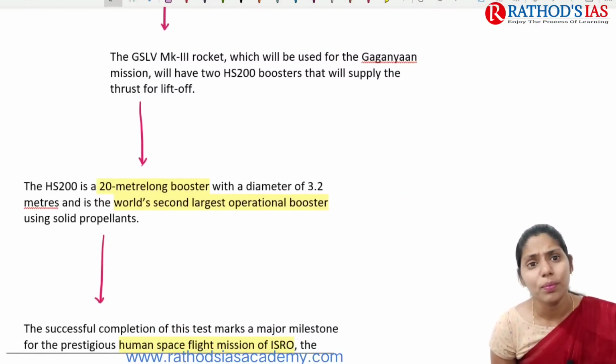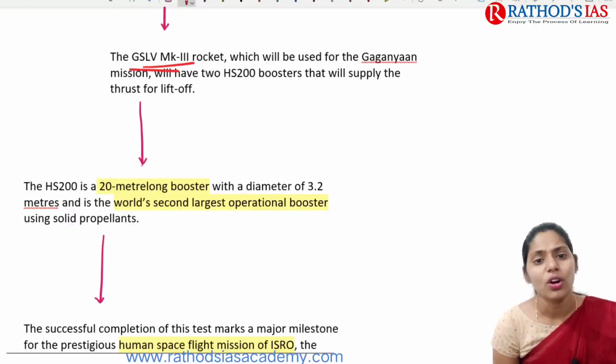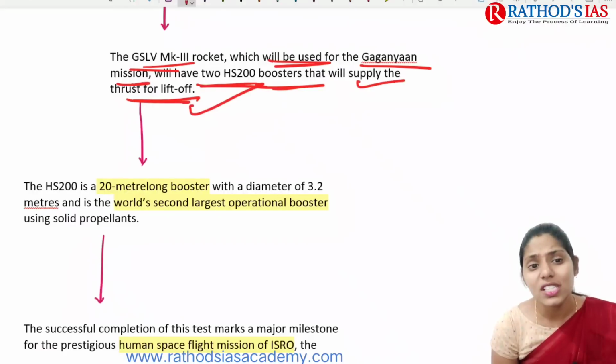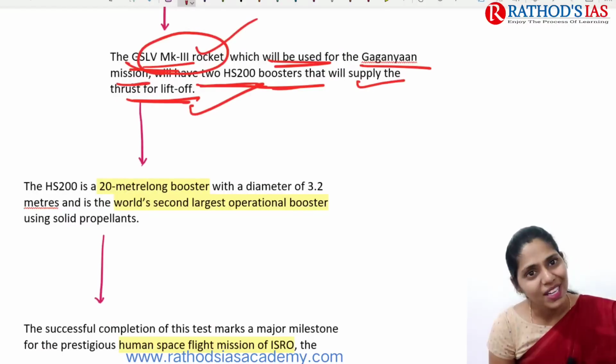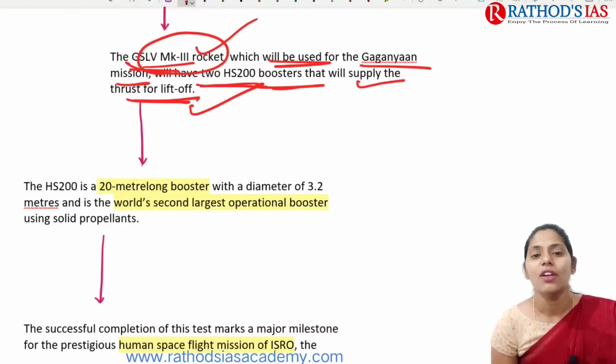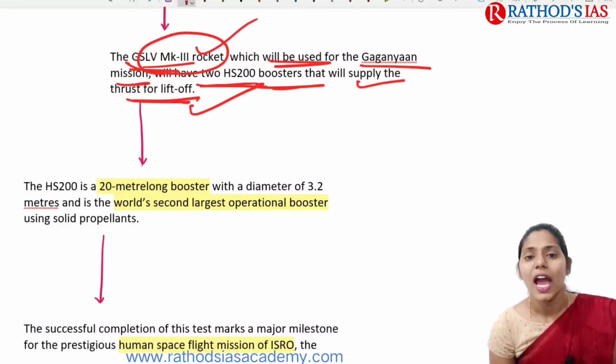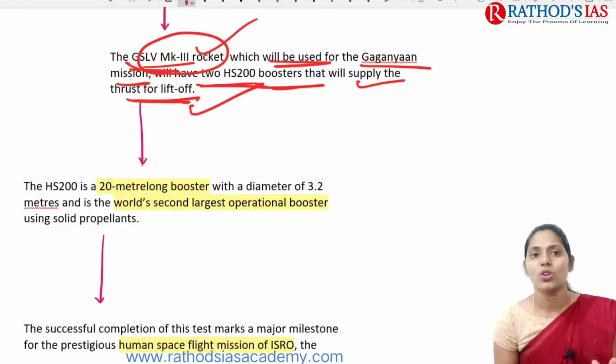Some more important details here: the GSLV Mark 3 rocket, which will be used for the Gaganyaan mission, will have 2 HS-200 boosters, and they will mainly supply the thrust for lift off. We need to see whether these boosters are working or not, because this will be very important. If they are not working, we can't take the rocket upwards.